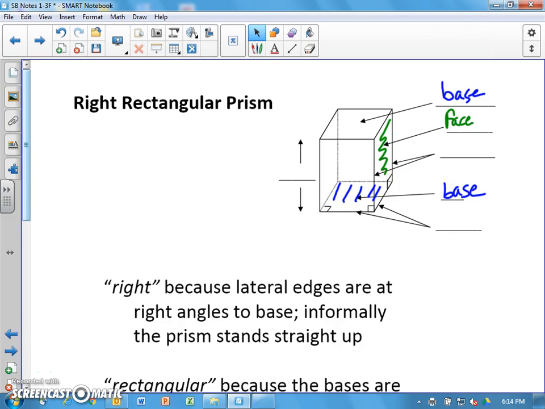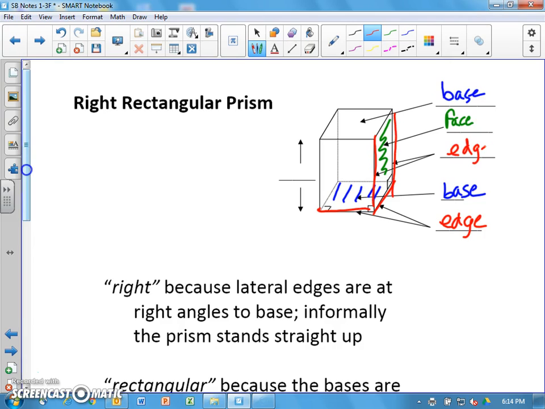On the bottom here, this is pointing to these lines, so we know that these are edges. Okay? These two are also edges. Since our height has to be perpendicular to our base, this is going to be the height of the figure.